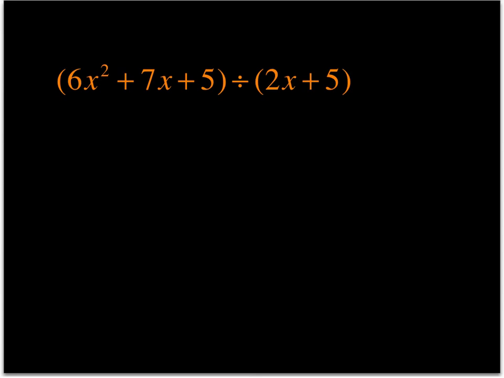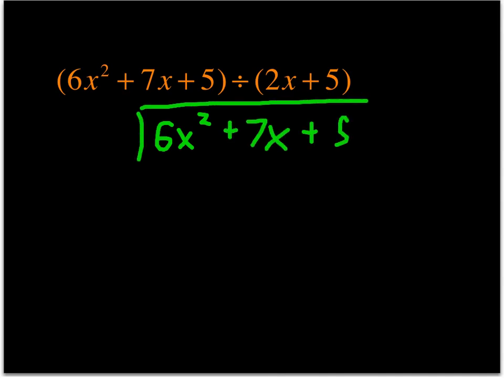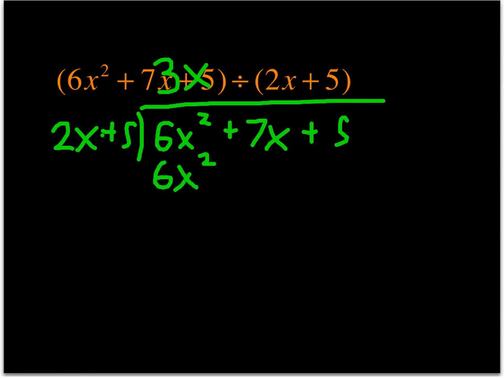Okay, so in this case, I'm going to have the 6x squared plus 7x plus 5. I'm going to divide that by 2x plus 5. I'll just give you a hint, this one's not going to work out quite as nicely. What do I multiply this by to get 6x squared? Well, my answer is going to be 3x. So 3x times 2x is 6x squared. 3x times 5 is 15x.